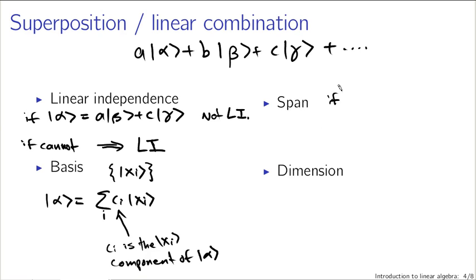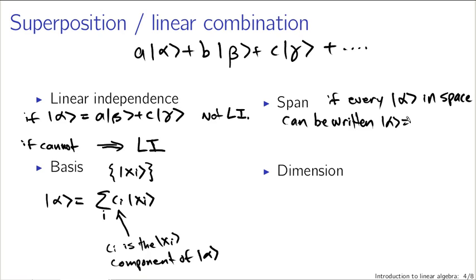So, for instance, let me write, if every alpha in some space, the space that we're interested in, can be written like this: alpha equals sum over i of c sub i times ket x sub i. We say the set of basis vectors x sub i spans the space we're interested in. For instance, the x, y, and z unit vectors in Cartesian three-dimensional coordinates span all of three-dimensional Cartesian space.